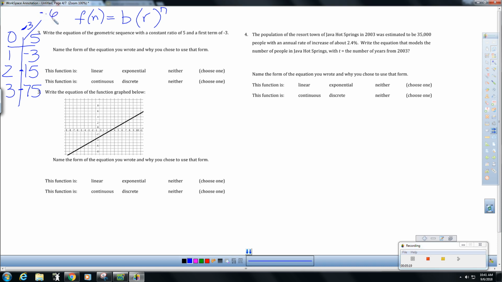Gosh, there's not enough room to do these on here. So, what is our Y-intercept? It is negative 0.6. That is our B. So f of n is, sorry, that's an n. I hate this board. Negative 0.6 times, what is our r? 5 to the n power. Okay? This function is continuous exponential. Okay? This is the only form I know.